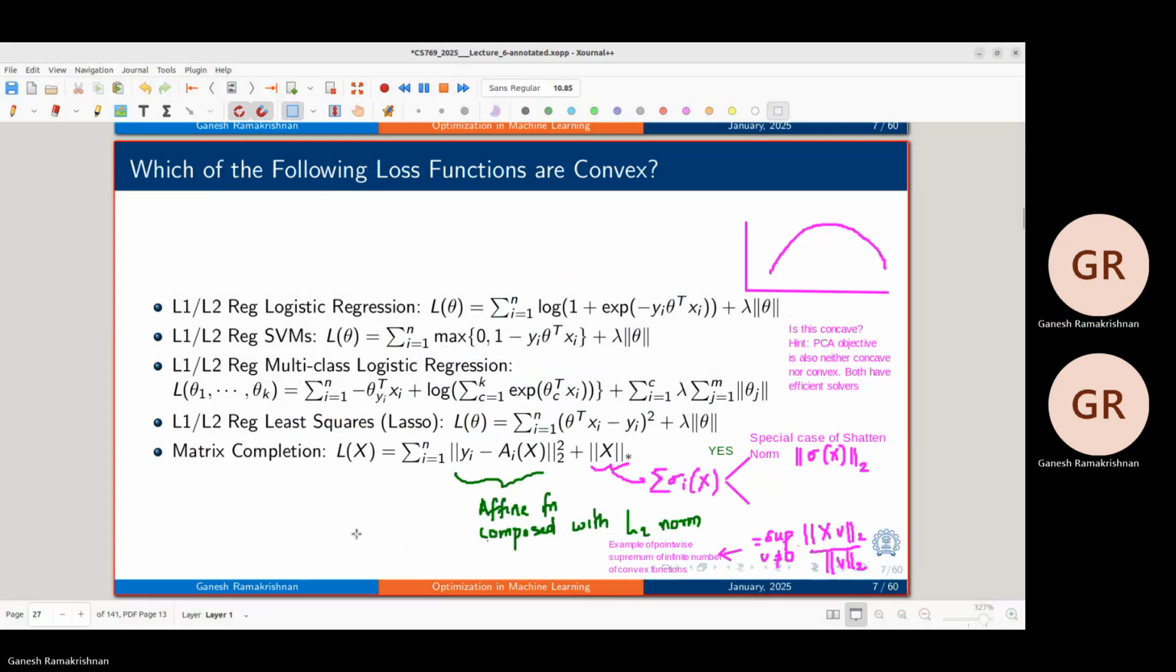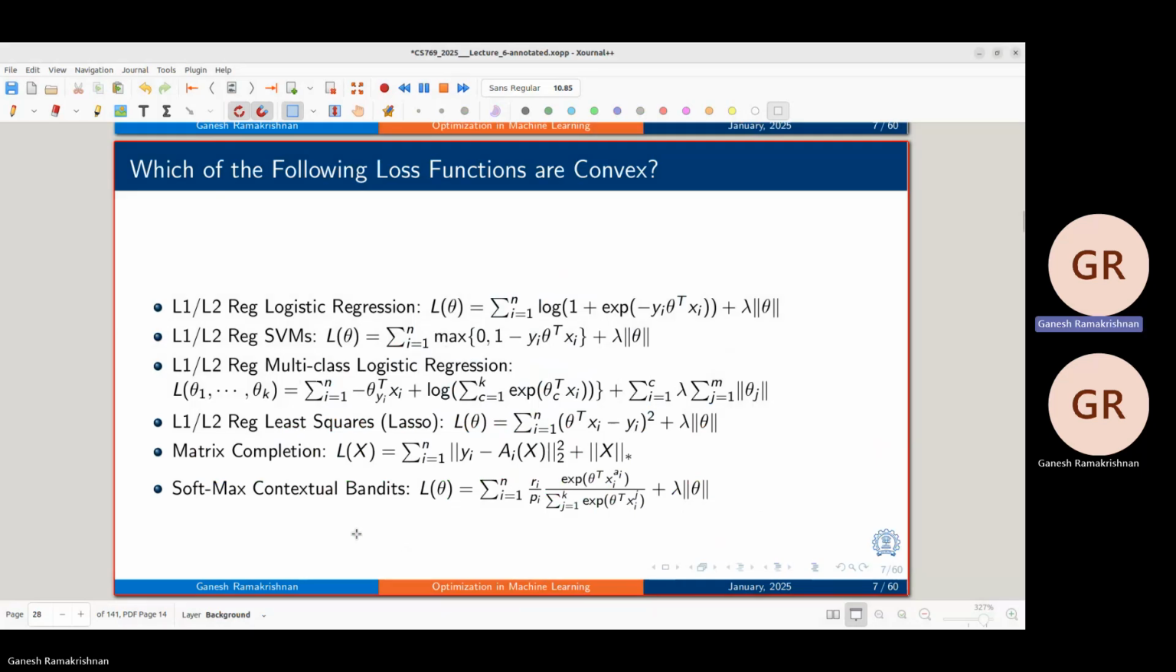Okay. There's one more left: softmax contextual bandits. What is your take on this? Is this convex?